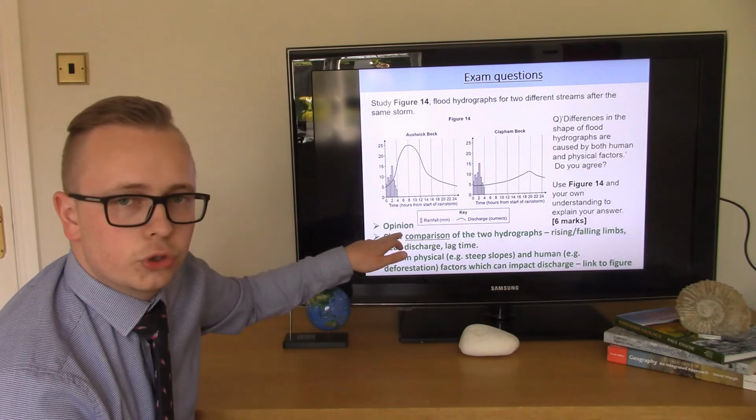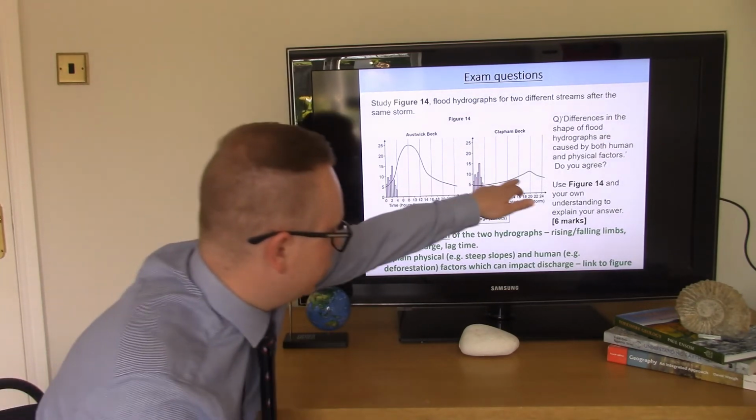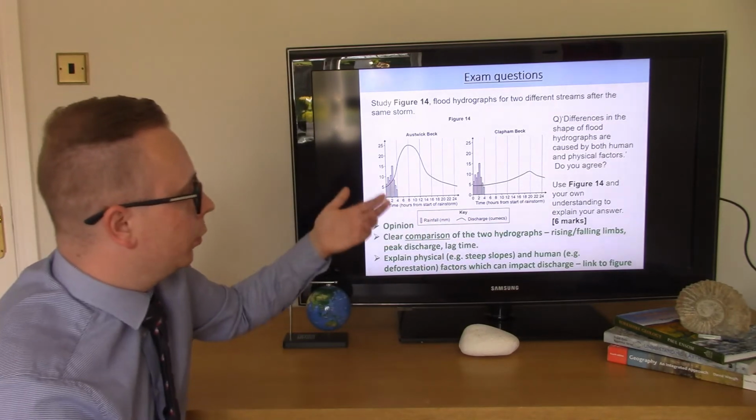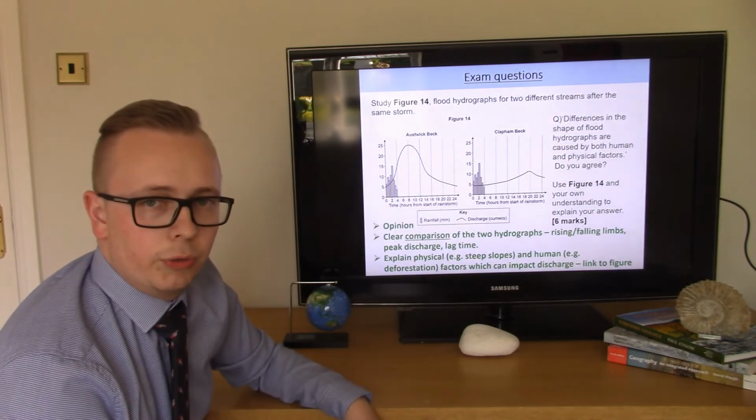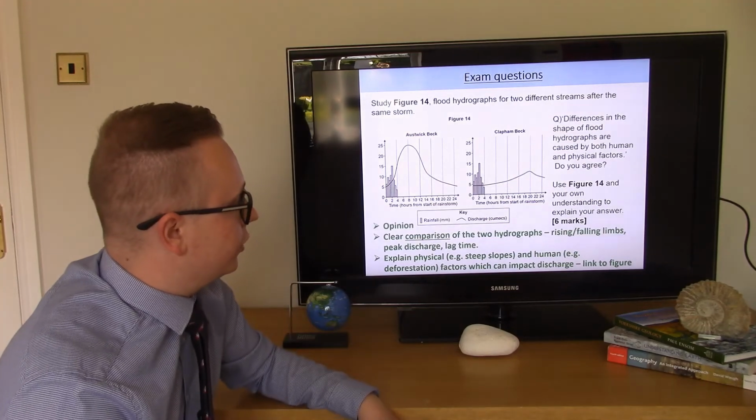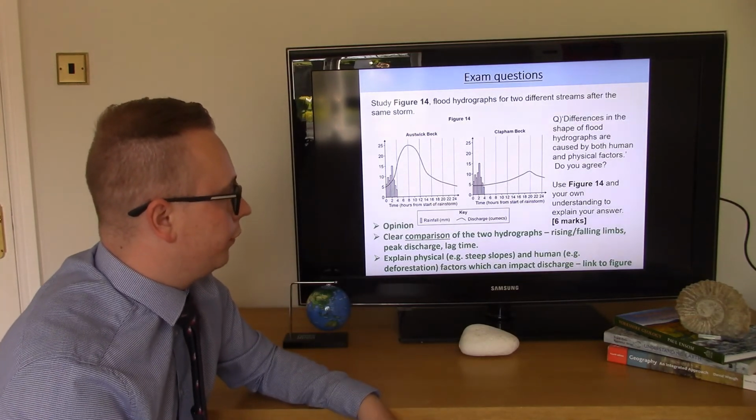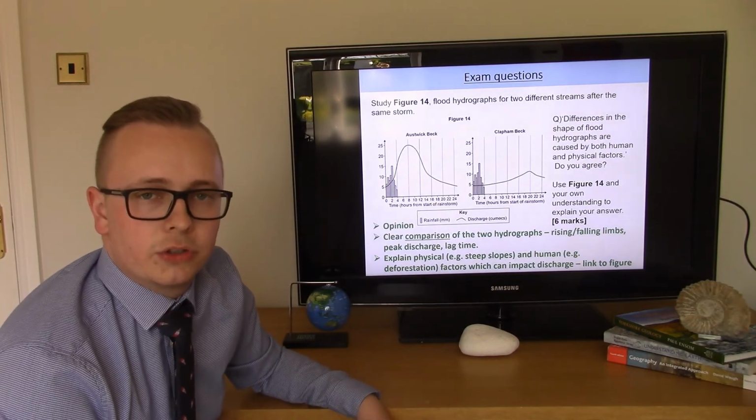And you must also refer to your opinion. It does ask you, do you agree? So you should really start your answer with a simple yes or no, do you agree or not? And it is a case of yes, you must agree with this, because we know that both physical and human factors do impact the shape of hydrographs.